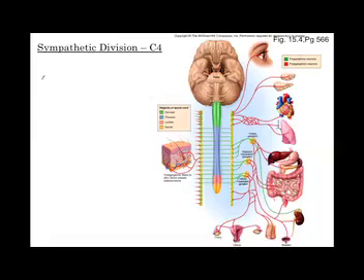Now I want to come back and talk briefly about the epinephrine, norepinephrine, and dopamine. All three of those are not just neurotransmitters, classified as monoamines, but they're also hormones. Same exact chemical, just released in a different way. As neurotransmitters, they're released from neurons. As hormones, they're released from the adrenal medulla.